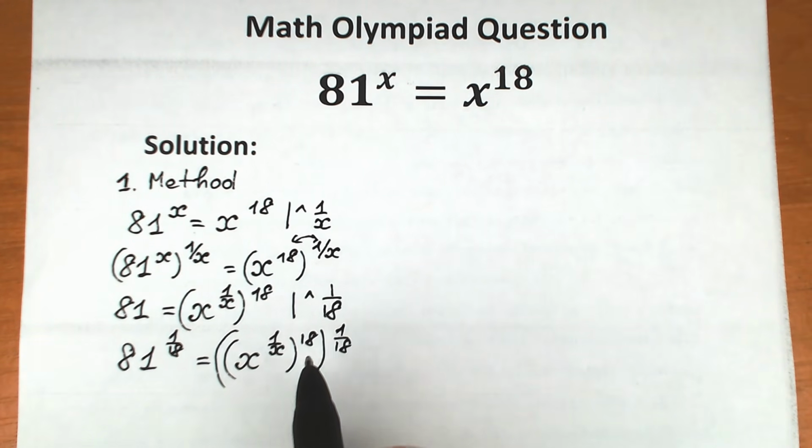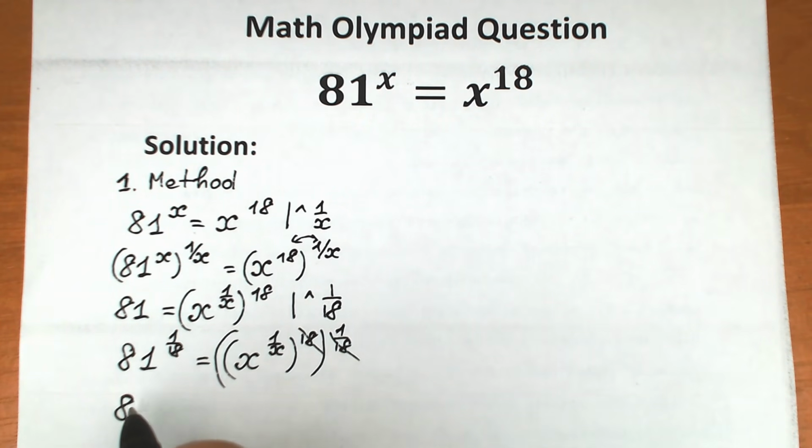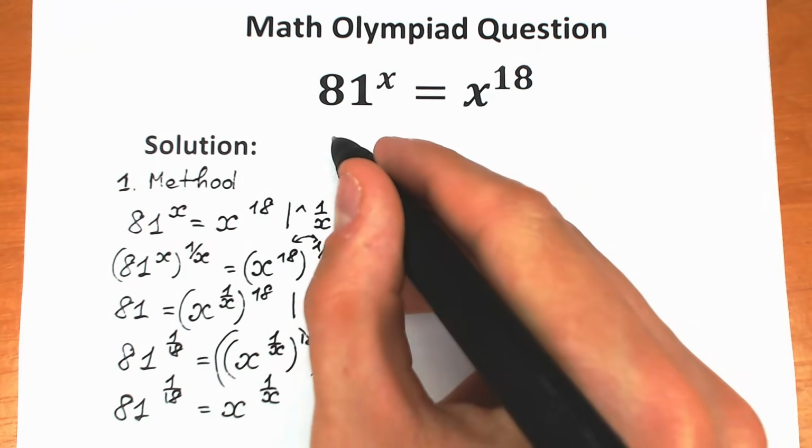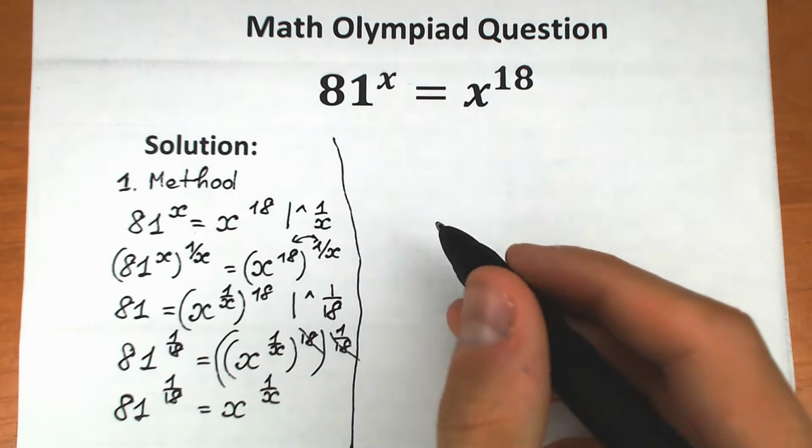First of all, let's look at this parenthesis. If we raise to the power 18 and then to the power 1 over 18, we can easily cancel the powers, because this is 1. So as a result, we have 81 to the power 1 over 18 equal to x to the power 1 over x. This is our first step: we grouped our constant on the left-hand side and our variables on the right-hand side. But let's continue to solve this first approach.